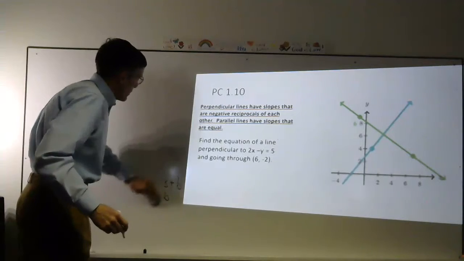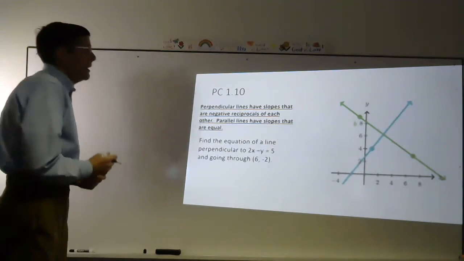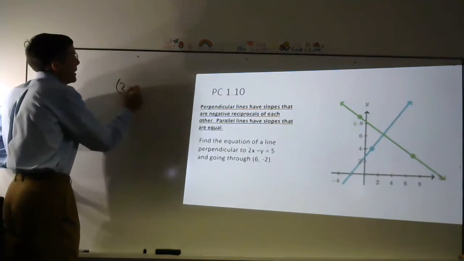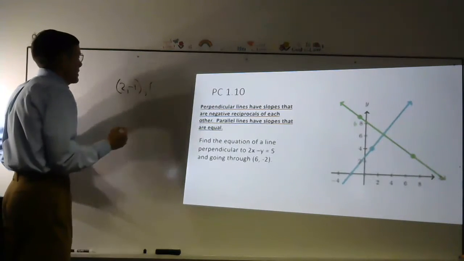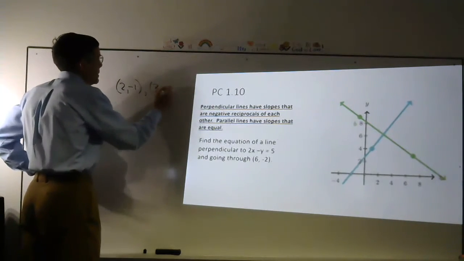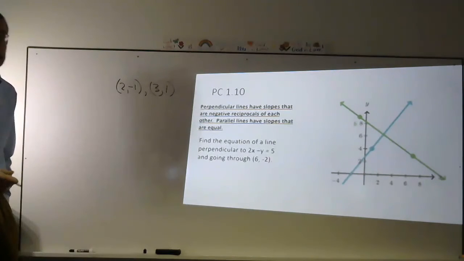Let's do another equation of a line. I am thinking of a line. It goes through the point (2, -1), and let's say it goes through (3, 1). All right, I'm thinking of a line. It goes through those 2 points.